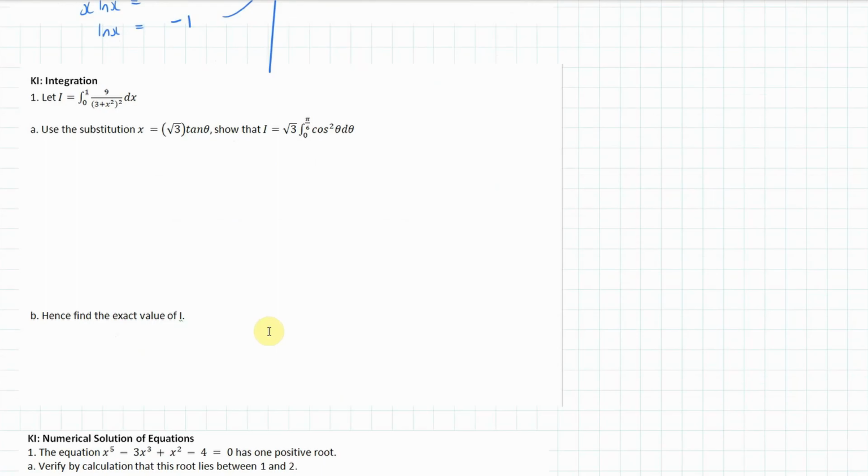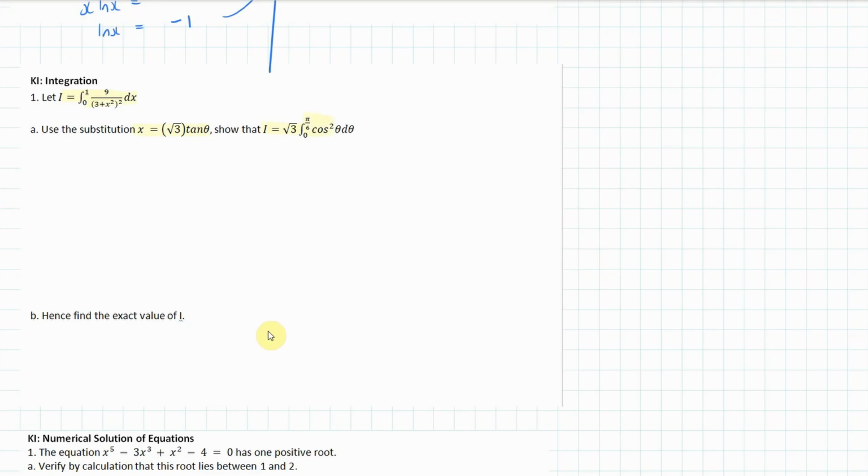So integration. Okay, we're using substitution. Your favorite, guys. Okay, and this is the substitution that we're using here. So that's what we've got. I'm gonna do this, and then we've got to show that I equals this. Okay, and then hence find the value of I.